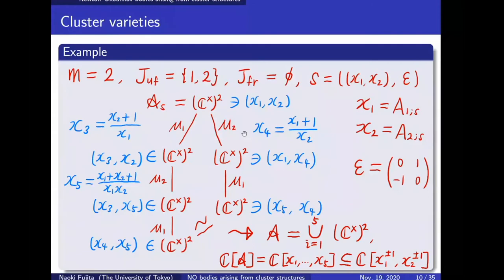Let us start with the torus A_S, a general torus with coordinates x1, x2. Then, by applying the mutation mu1, the first coordinate x1 becomes x3, which is defined to be (x2 + 1)/x1. Similarly, by the mutation mu2, the second coordinate x2 changes to x4, defined to be (x1 + 1)/x2.